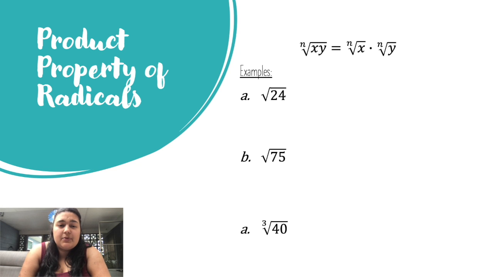Our first example, A, has the square root of 24. The first thing I want to do is find out what are my factors of 24. And the easiest way to do that is to do prime factorization. Let's split it up. Here we go. Square root of 2 times 2 times 2 times 3. And what I'm going to do is find the doubles. The reason why I'm looking for doubles is because when I square root 2 times 2, 2 times 2 is 4, the square root of 4 is 2.